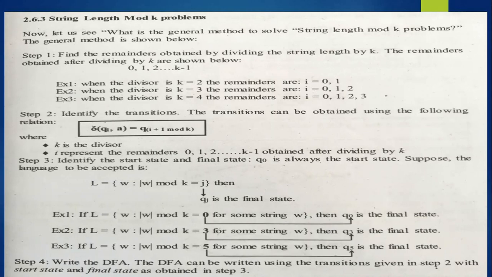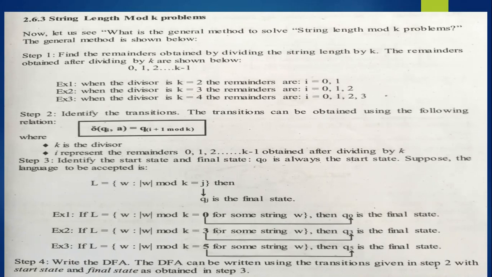In this presentation, we are going to discuss how to solve this kind of string length mod k problem. What is the procedure involved? Here we can predict which one will be the start state and which one will be the final state initially itself. That is an advantage compared to the previous one, the divisible by k problem, where we needed to identify it manually. Here, using the question itself, we can identify the final state initially. Clear?